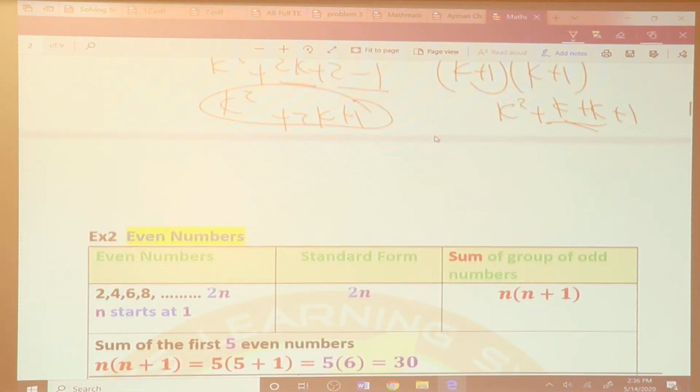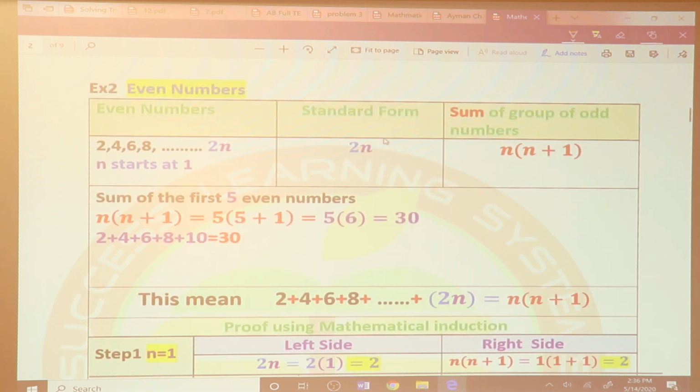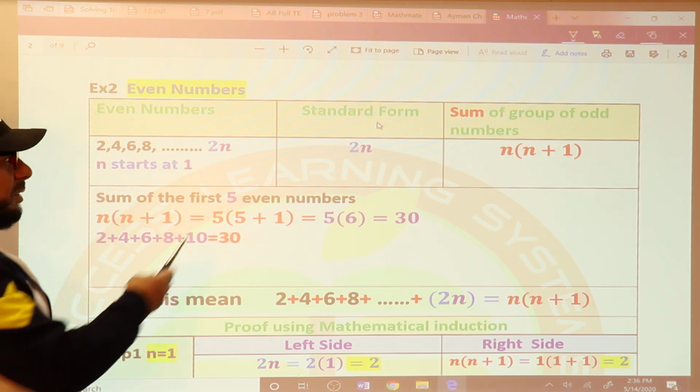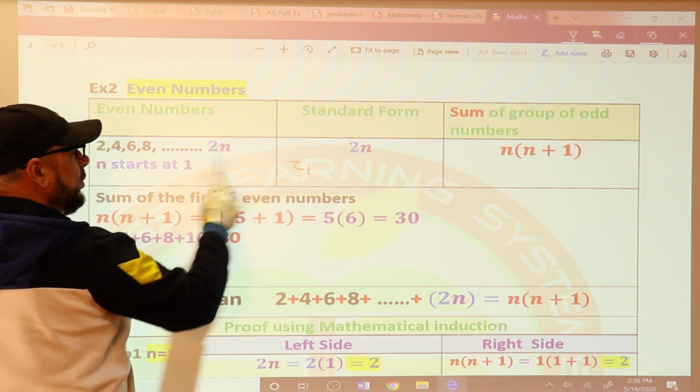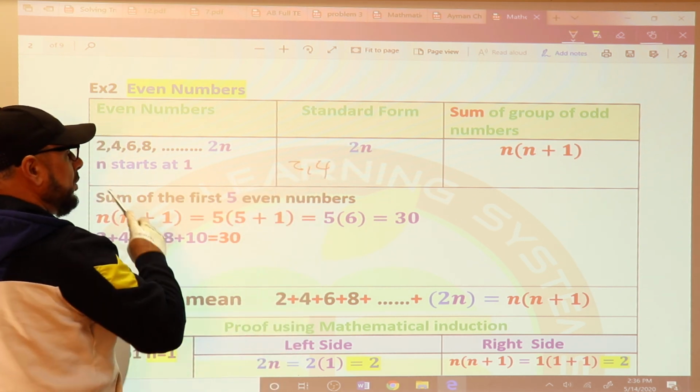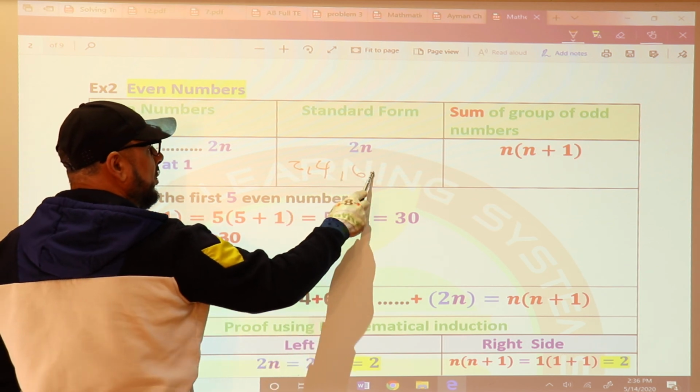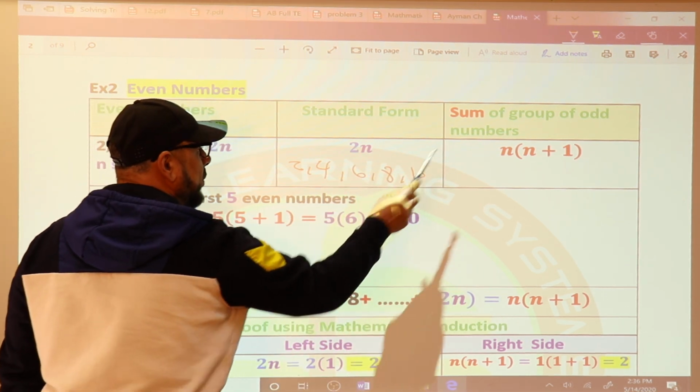Okay. Let us go to the even numbers. What are my even numbers? 2, 4, 6, and 8, up to 2n, and start from 1. As I did before, you can plug in 1: 2 times 1 is 2, 2 times 2 is 4, 2 times 3 is 6, 8, 10, and keep going.